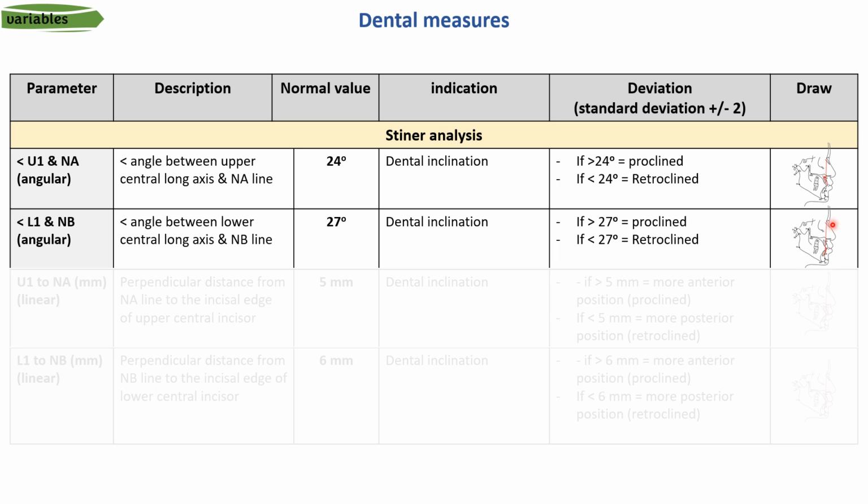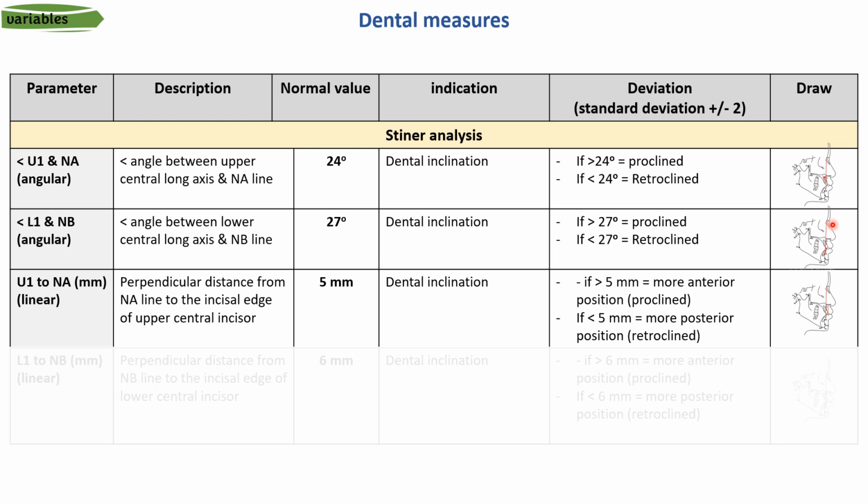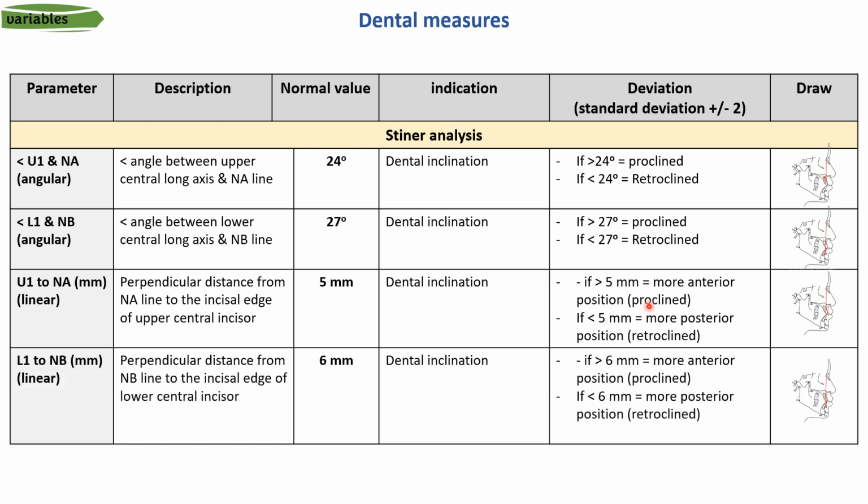The distance from the upper central incisor and the line extending from the N to the A point in millimeters. The distance should be measured perpendicularly, of course. Mean value is 5 millimeters. If it increases, it indicates proclination, and if it decreases, it indicates retroclination. Then the distance between the lower central incisor and the NB line. Mean value is 6 millimeters. If it increases, it indicates proclination, and if it decreases, it indicates retroclination.